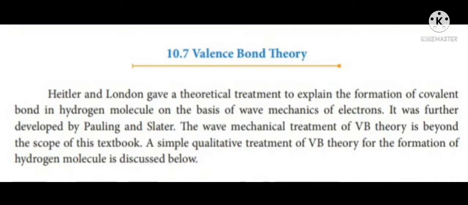Valence bond theory. Heitler and London gave a theoretical treatment to explain the formation of a covalent bond in the hydrogen molecule on the basis of wave mechanics of electrons. It was further developed by Pauling and Slater. The wave mechanical treatment of valence bond theory is beyond the scope of the textbook. A simple qualitative treatment of valence bond theory for the formation of the hydrogen molecule is discussed here.